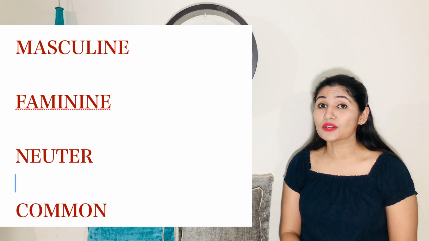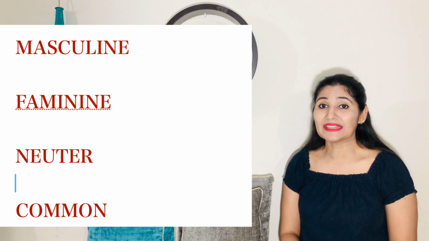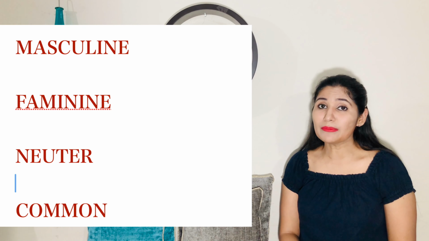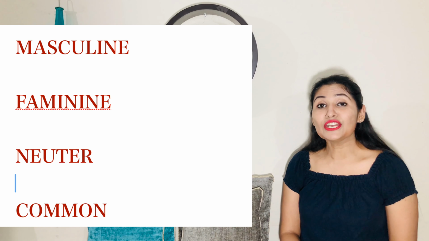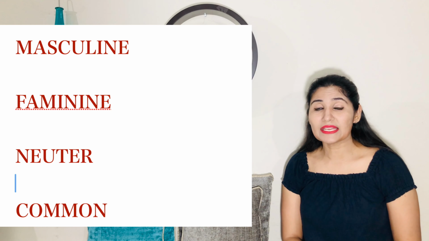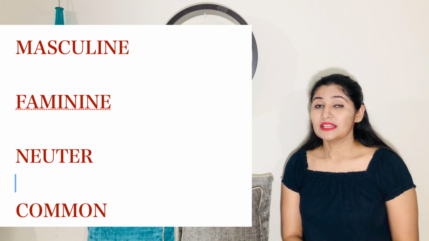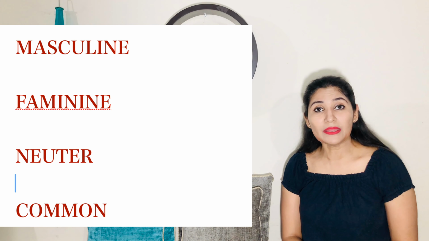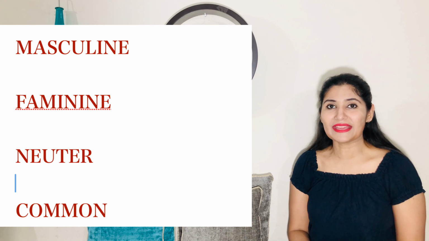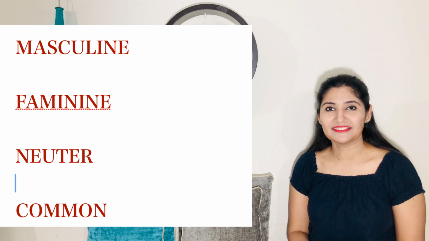Nouns are divided into four categories according to the gender, and that is masculine, feminine, neuter, and common. A noun that refers to a male is called masculine. A noun that refers to a female is called feminine. A noun that can refer to both male or female is called common.